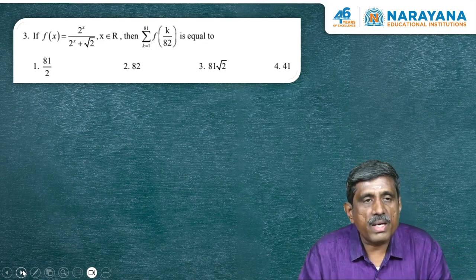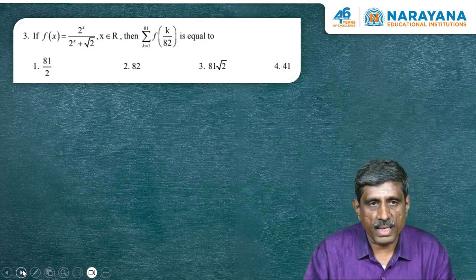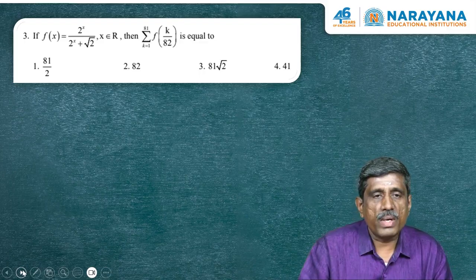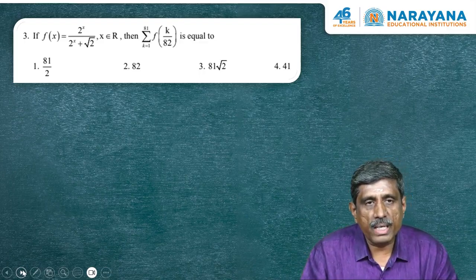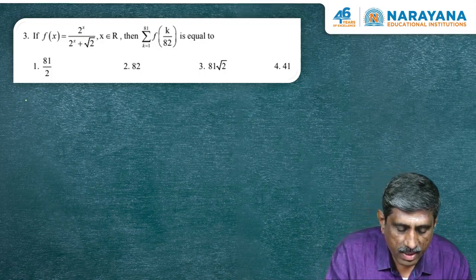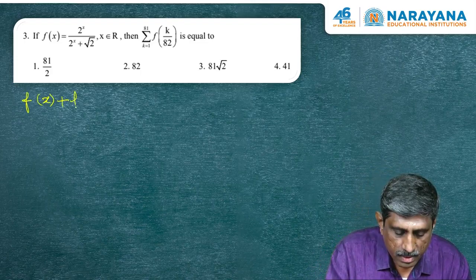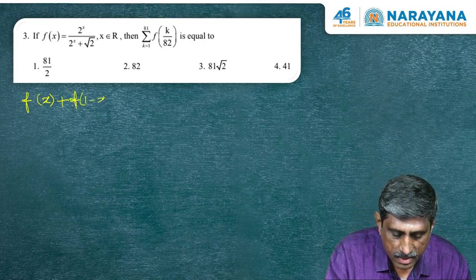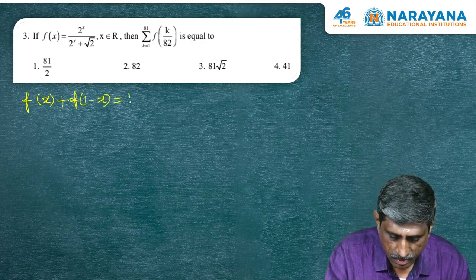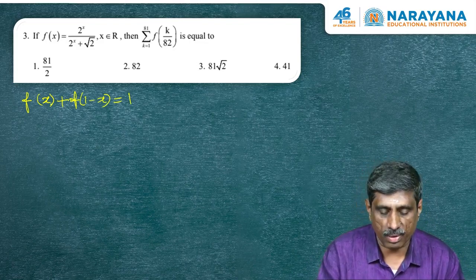When we consider the function f of x is equal to 2 power x by 2 power x plus root 2 for x belongs to R, we are asked to find sigma k is equal to 1 to 81 f of k by 82, and it is a standard function. From this, f of x plus f of 1 minus x is equal to 1. When we simplify, we get f of x plus f of 1 minus x is equal to 1 regularly.